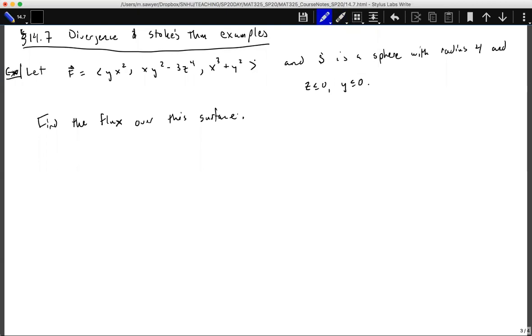And S is a sphere with radius 4. And z is bounded above by 0 and y is bounded above by 0. So this is an octant of the sphere. So if we think about it, we have a sphere here, it's this lower octant in this bottom part of the sphere. So we have only a portion of the sphere, so we have to consider that when we're working on this problem.